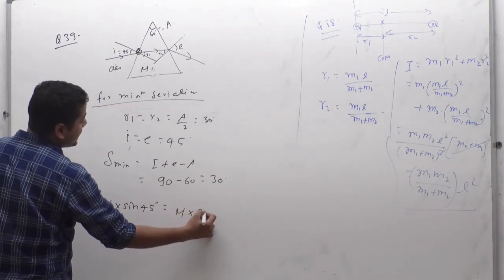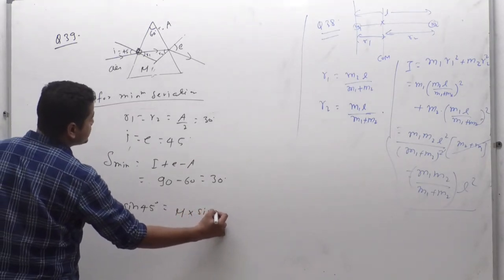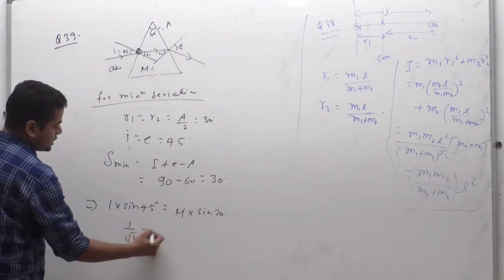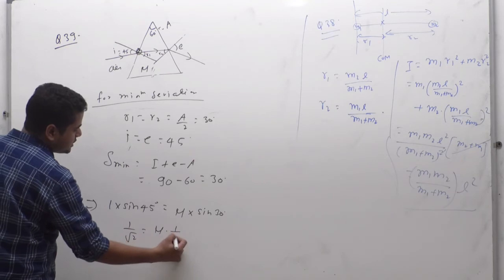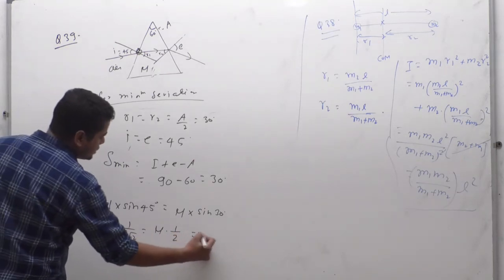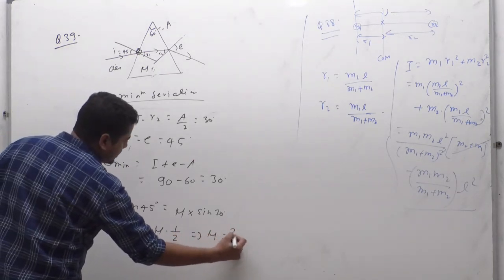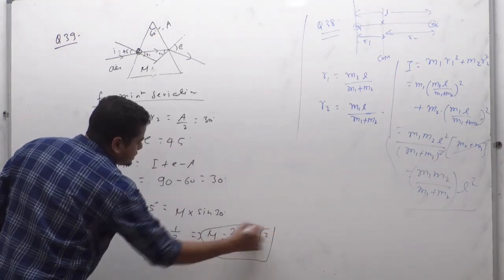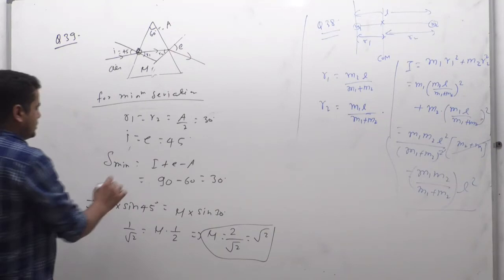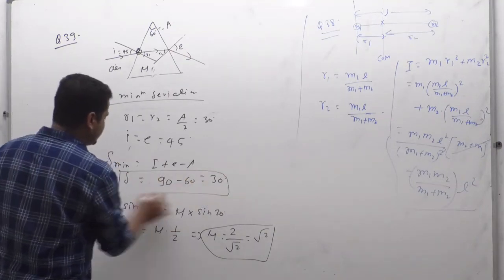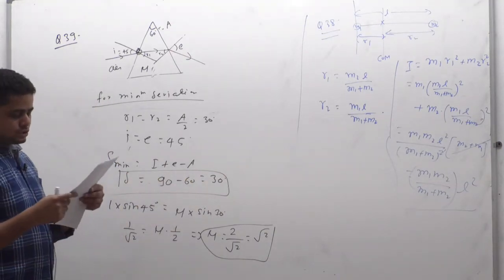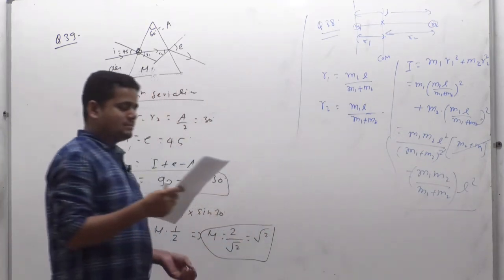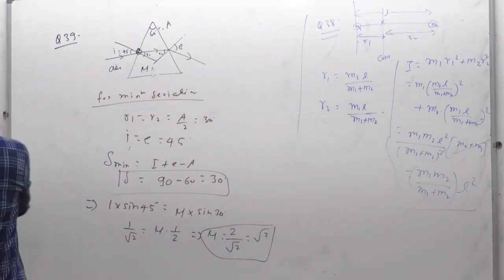And what is sine r? r is 30 degrees, just put it. So sine 45 is 1 upon root 2, mu times sine 30 degrees, which is 1 by 2. So mu equals 2 upon root 2, which is root 2. So this is the mu. So delta is coming to be 30 degrees and mu is coming to be root 2. The option which is matching is option B. So the correct answer for the 39th question is B.